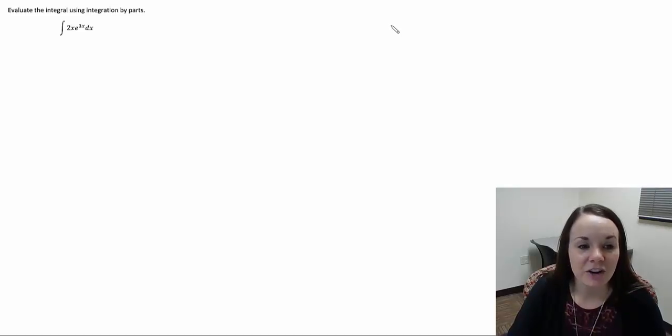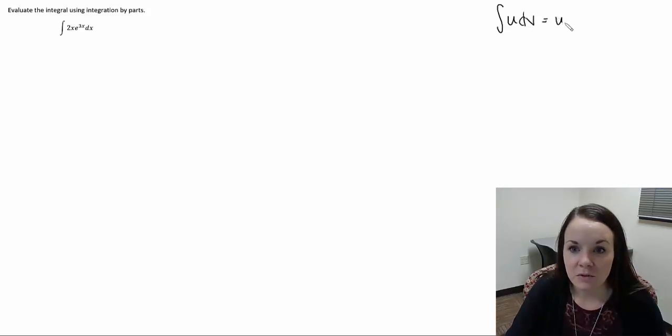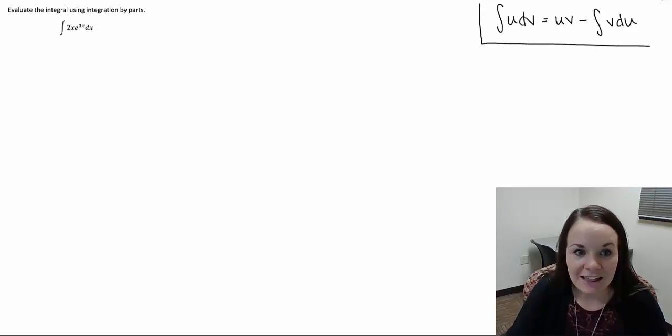So first of all, for integration by parts, we want to follow this basic formula. The integral of u times dv equals uv minus the integral of v du. Okay, so what does that all mean? I'm going to leave this up here. And let's go through and start to identify different parts of our integral.